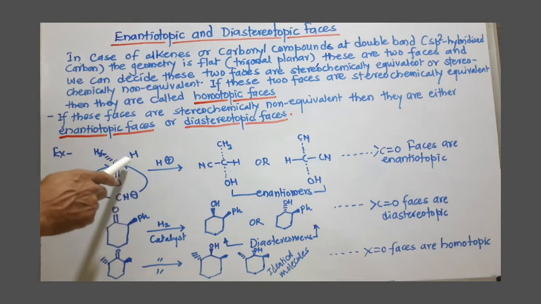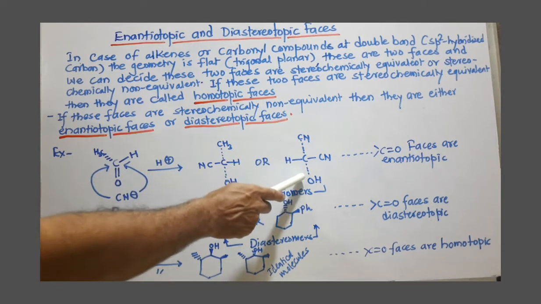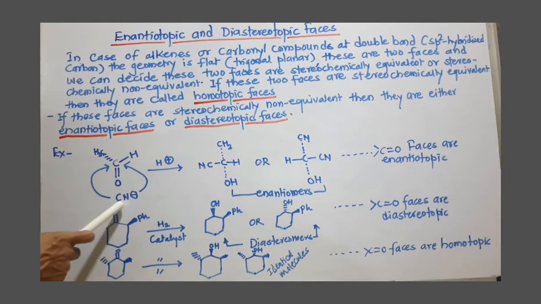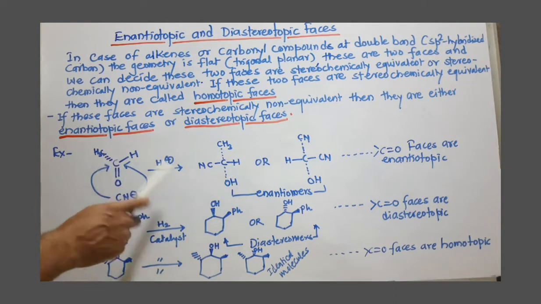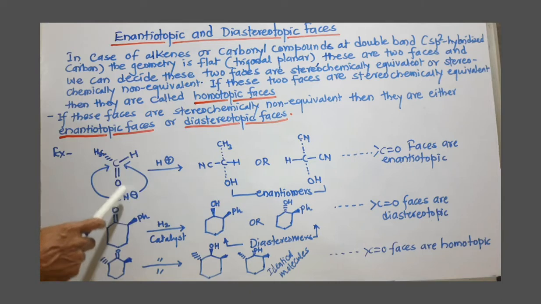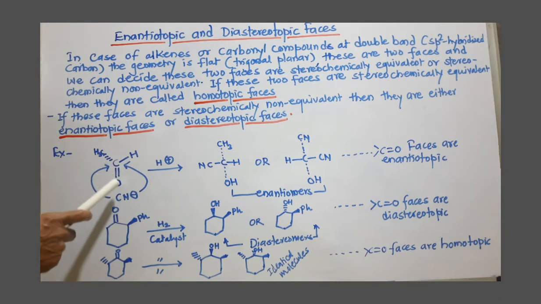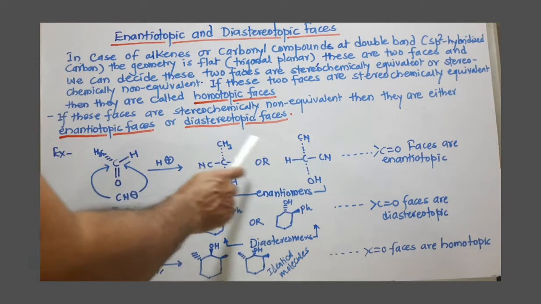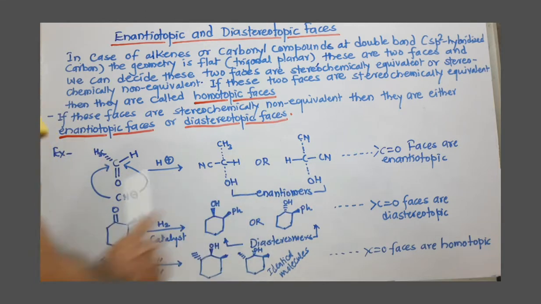If this CN is attacking from this face, we'll get this isomer, and if this CN is attacking from this side, we get this isomer. So there are two possibilities. Obviously CN will attack on this carbonyl carbon because of its positive charge, and H is going to join oxygen because of its partial negative charge. So we get this cyanohydrin. There are these two possibilities, and these two are enantiomers.